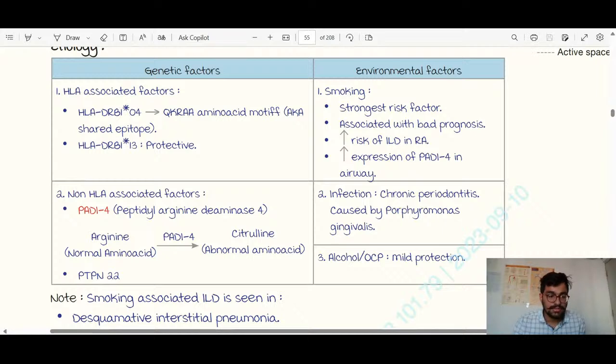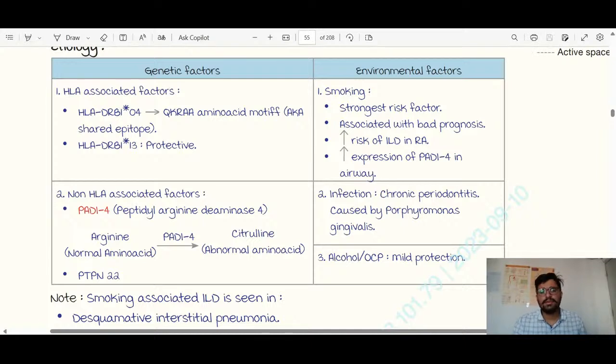Non-HLA associated factors: PADI4, peptidyl arginine deiminase 4. Arginine is a normal amino acid, you know that. By the enzyme PADI it is converted into citrulline, an abnormal amino acid. So PADI is one of the non-HLA associated factors. PTPN22 is also another enzyme.